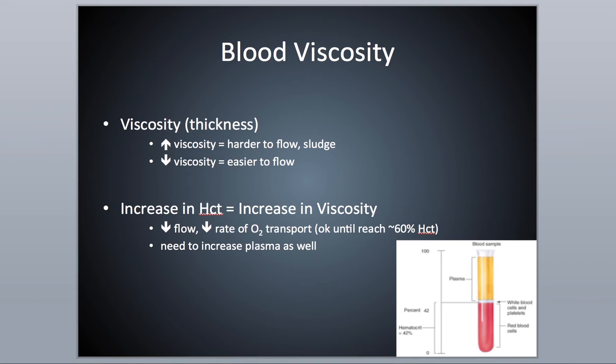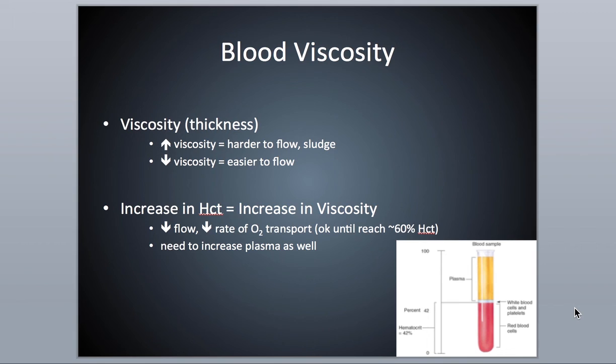Now, for the viscosity of this blood, viscosity is just basically thickness, how well it runs or flows. So if we increase the viscosity, it's going to be harder to flow. It's going to be a little sludgy. If we decrease the viscosity, it's going to be more watery, easier to flow. So if we increase the hematocrit, right, that percentage of the formed elements versus the total blood volume, the viscosity is going to increase. That's going to decrease the flow. It's also going to decrease the rate of the oxygen transport.